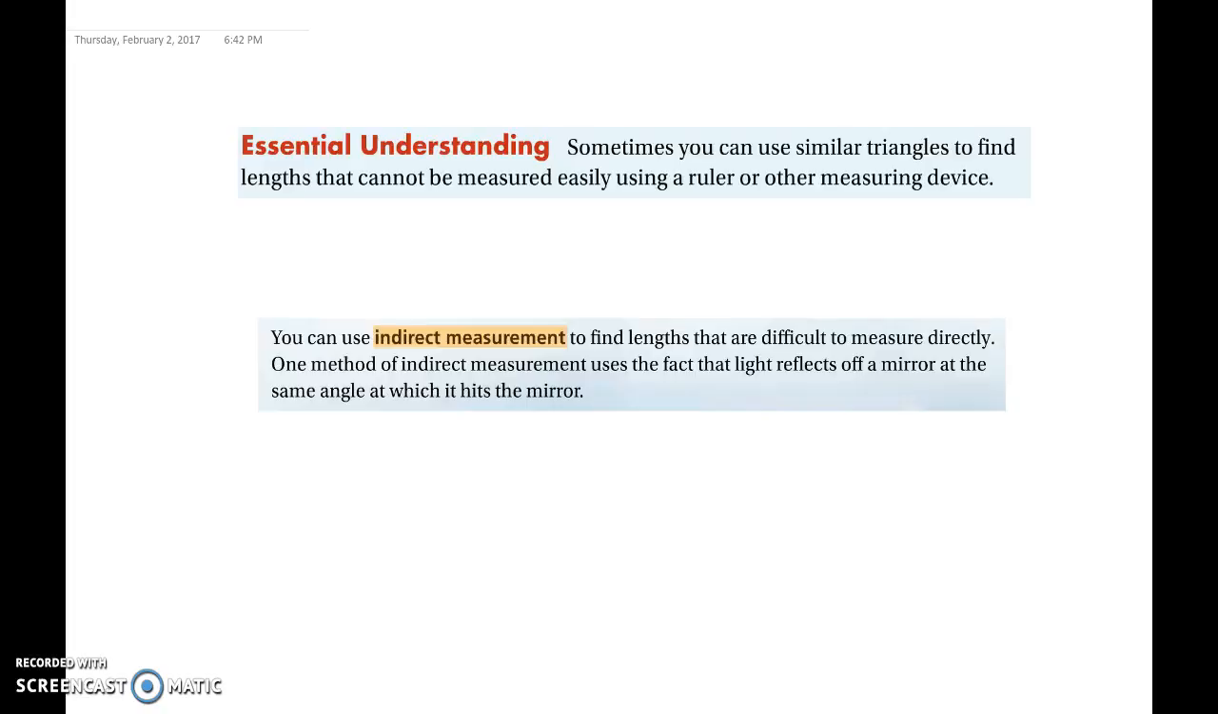Sometimes you can use similar triangles to find lengths that cannot be measured using a ruler or other measuring devices. For instance, if you want to find the height of a tree, sometimes you can't use a ruler, so you can use its shadows or reflections in a mirror to help measure how high that tree really is. You can use indirect measurements to find lengths that are difficult to measure directly. One method of indirect measurement uses the fact that light reflects off a mirror at the same angle at which it hits the mirror.